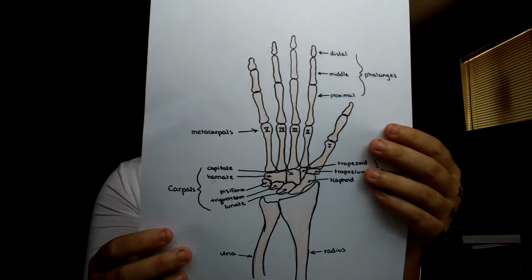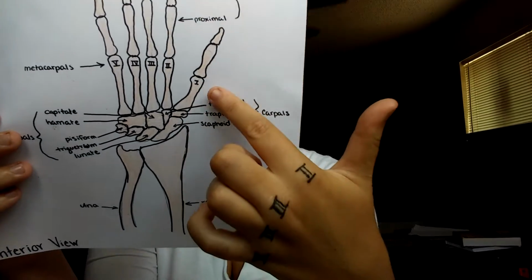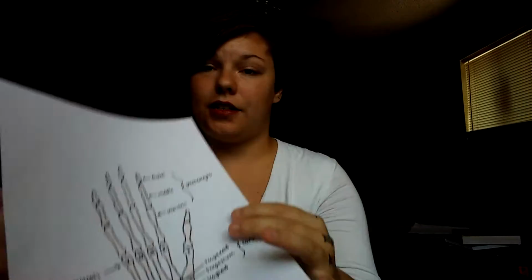Next, you have the metacarpals. And the metacarpals are labeled 1 through 5. I drew it on my hand right here. You have the first metacarpal here in your thumb. The first metacarpal bone is separated from the rest, and it allows for greater range of motion, which is very important for the thumb to be able to grasp.